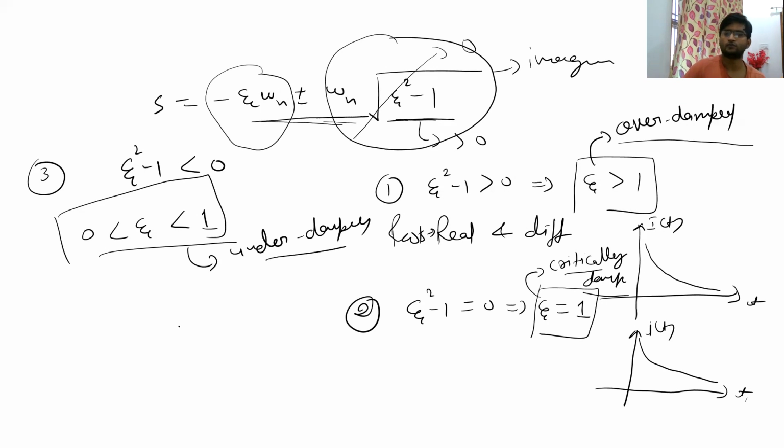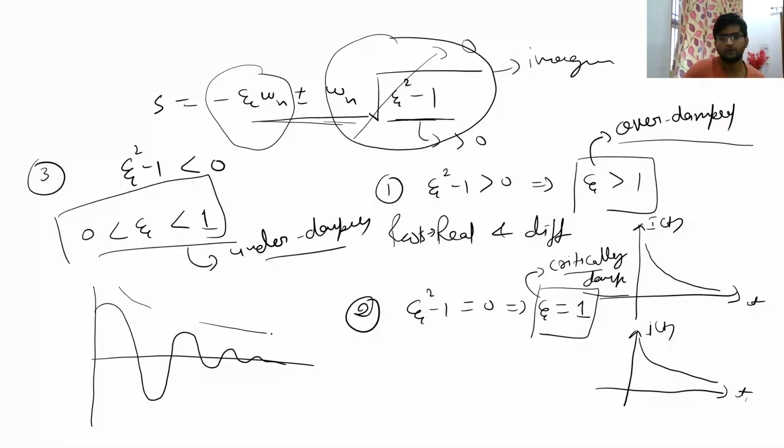Underdamped case. In the underdamped case, we already saw that our response will be like this. There will be oscillation with a natural frequency of omega n, but at the same time it will be exponentially decreasing. So this is going to be your current response.